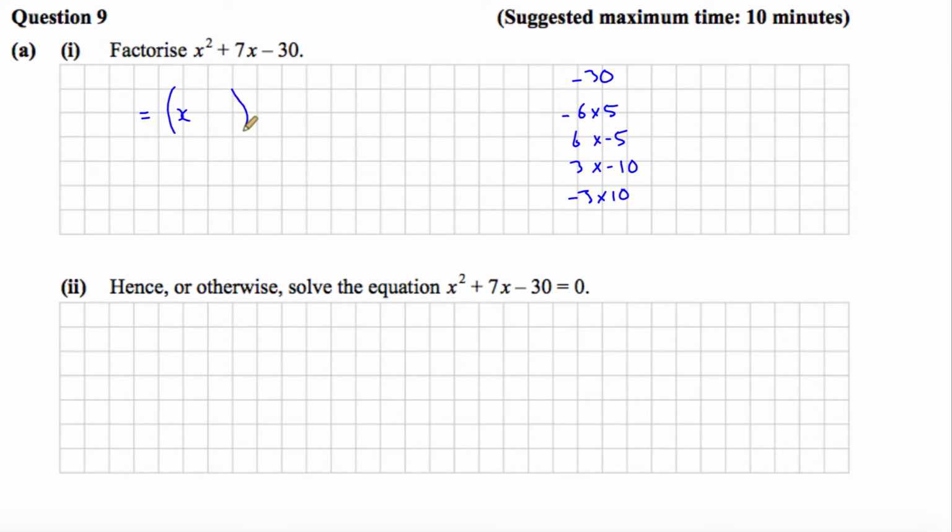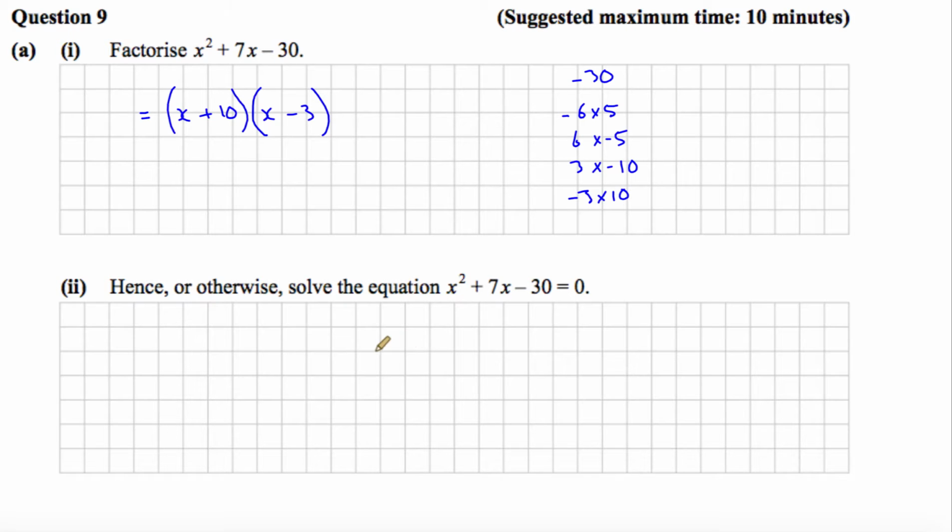So I know then that my answer is going to look like this. The x by the x gives me the x squared, and then if I have minus 3 here and positive 10 there, I can see that these two multiply to give 10x, these two to give negative 3x, which is my 7x, and 10 by negative 3 is minus 30. So that's my answer.